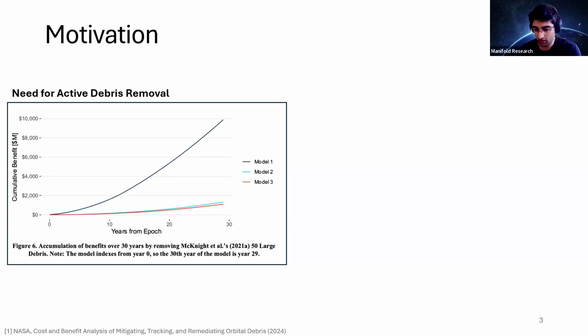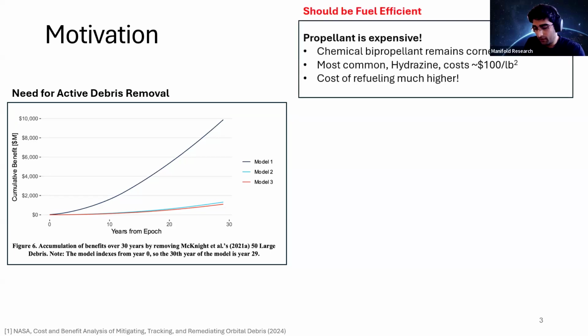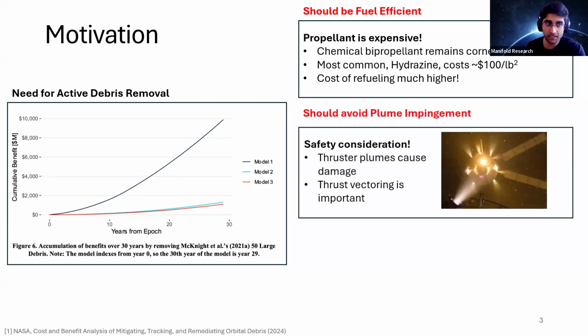It'll be very difficult to push any groups to remove the space debris for any reason other than space activist reasons, right? We need to make it profit positive. And so any approach that tries to remove these large pieces of space debris should be fuel efficient, because propellant is one of the most expensive parts of any space mission. It should avoid plume impingement. This is a problem where, if you point your thruster at another spacecraft, you will damage that spacecraft.